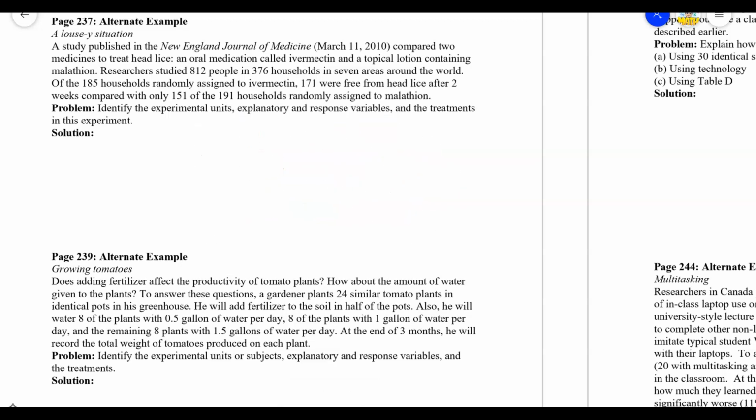And then finally, we have the treatments, right? What were the treatments? There were two. Okay, we had the ivermectin and malathion.